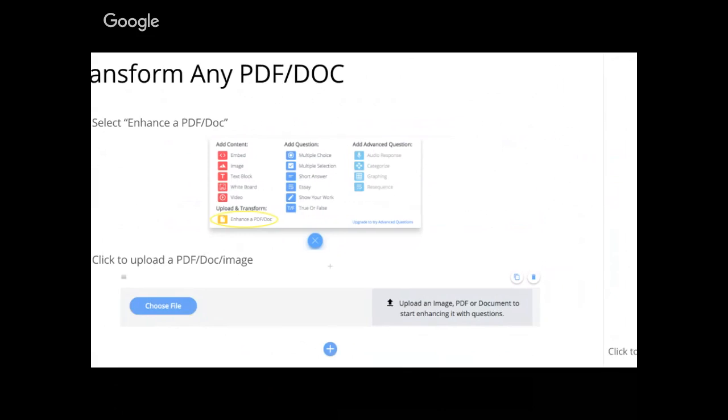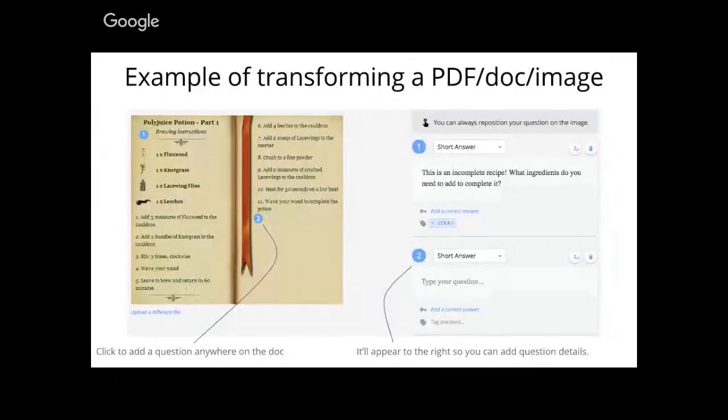And I'll show you how you can tag questions. So this is an example of a PDF that has been uploaded, and the teacher wanted to add questions to that PDF. If you look, they clicked anywhere to add a question on the document, and they put question 1 on the top left and question 2 on the middle of the right. Those questions can be seen on the right that they created. The first one says short answer: this is an incomplete recipe. What ingredients do you need to add to complete it? And they tagged a standard.